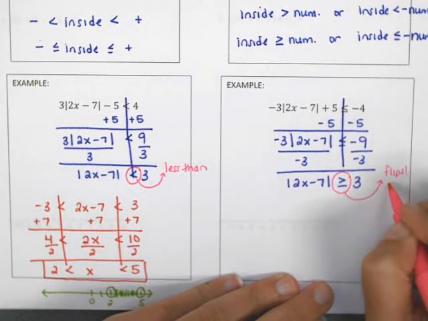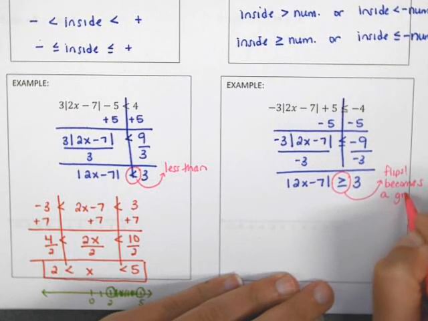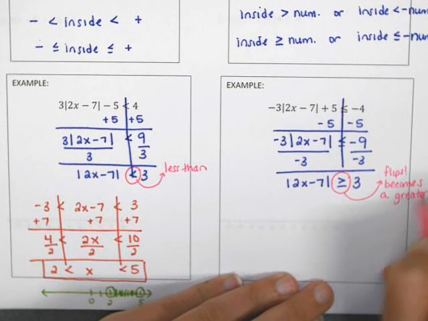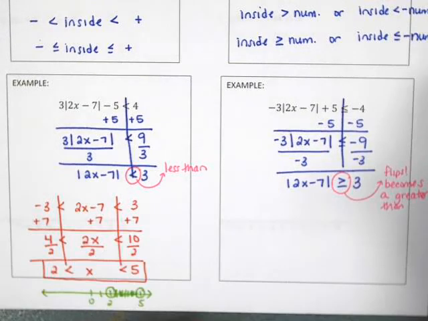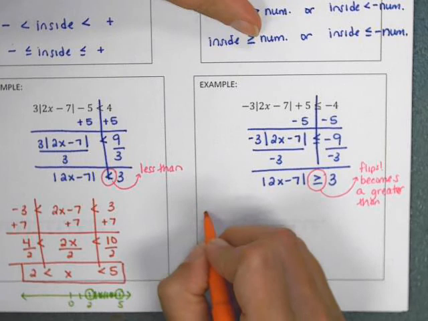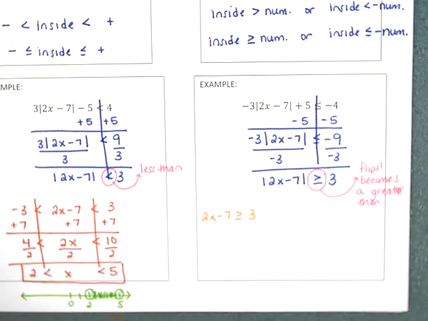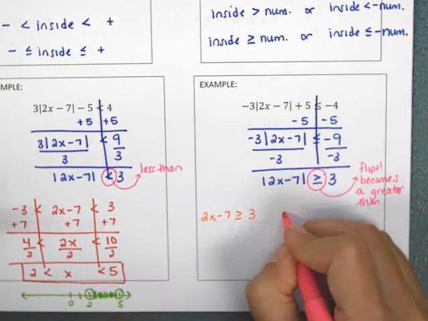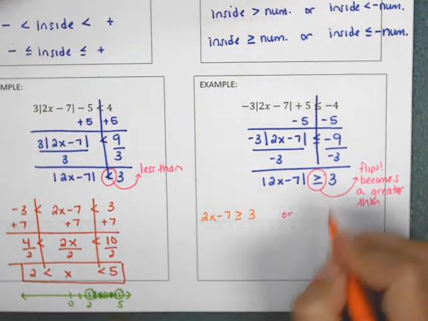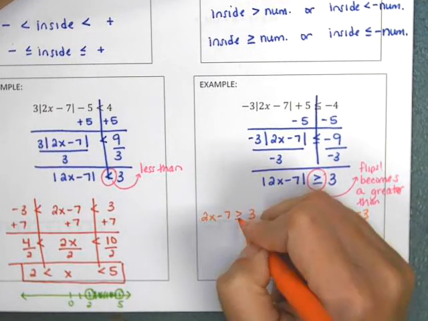and it becomes a greater than. So because it flips and it becomes a greater than, we're going to set this up as 2 separate inequalities. The first one will be the same as the original. 2x minus 7 is greater than or equal to 3. Then in the middle, we're going to put the word or. And then the second problem will be 2x minus 7 is less than or equal to negative 3.